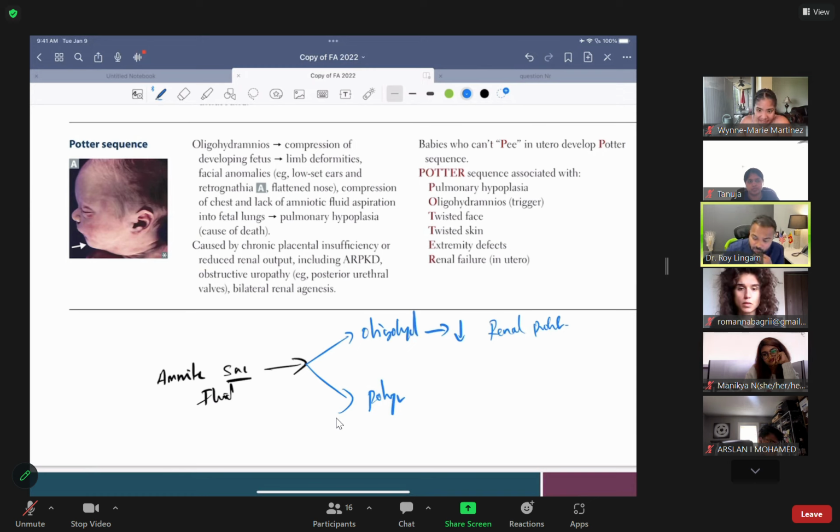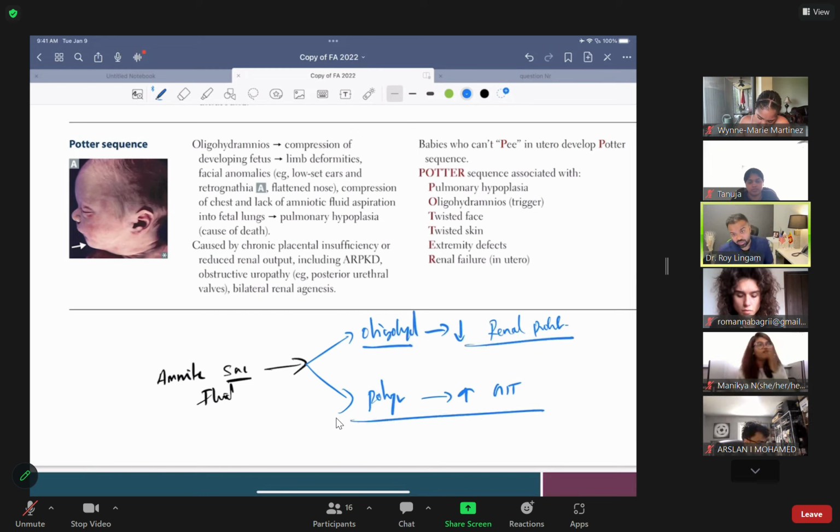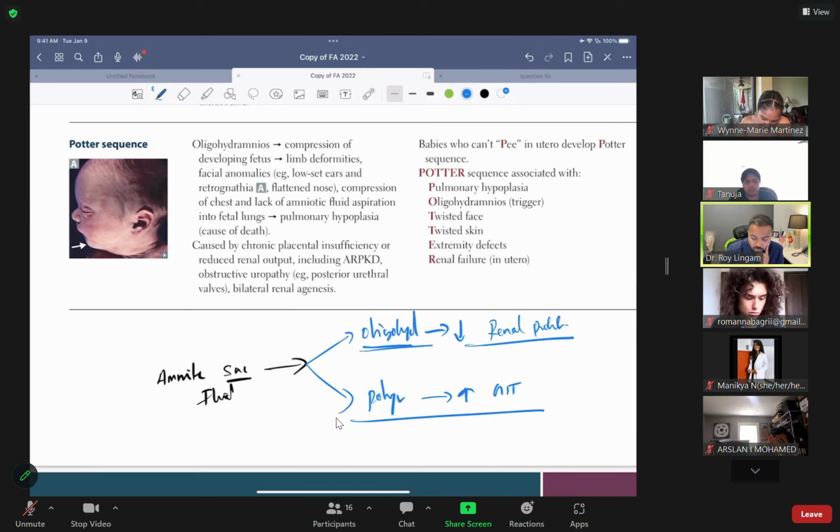Now, if the amniotic cavity shows increased fluid, that's a GI problem of the fetus. That means the fetus cannot drink the fluid. Is that clear, folks? Okay, so oligohydramnios is renal pathology. Polyhydramnios is GI pathology, like an esophageal fistula. Some of those diseases, folks. That's the idea. So that's oligohydramnios and polyhydramnios. Any questions so far? So you understand that.